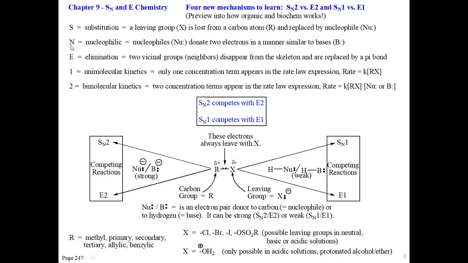We're going to use N if there's a nucleophile involved. A nucleophile is looking for something positive. That will be the partial positive carbon that has the bromine atom. The nucleophile will donate 2 electrons, just like a base does, Lewis base in our last topic. So they share a lot of similarities there. And in fact, the competing reactions will be actually the same thing, that is the nucleophile and the base. E will stand for elimination reactions.